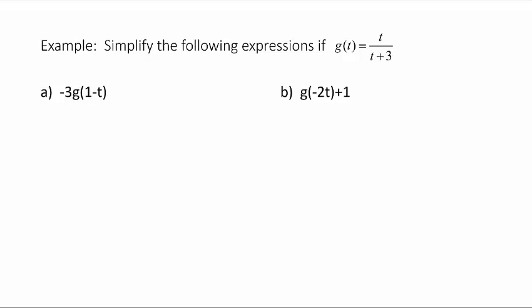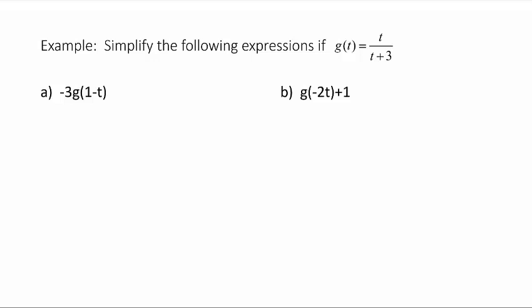In this video, I'd like to do a couple of examples involving simplifying expressions with function notation where both the input and the output of the function are being affected. For this example, we're going to simplify the following expressions if g of t is equal to t over t plus 3. The first task that we have is to simplify negative 3 g of 1 minus t.